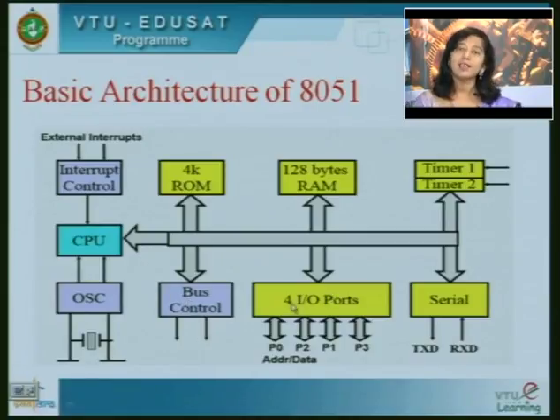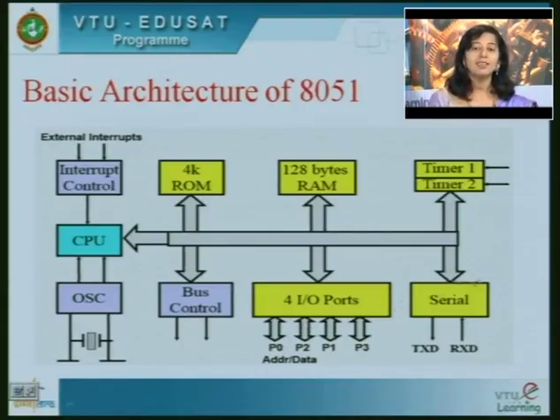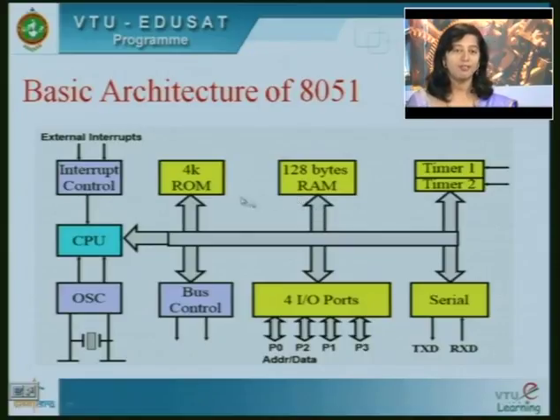Then, as already mentioned, 4 input output ports, port 0 to port 3, where address and data can be communicated. They are input output, that is why it is a double headed arrow. Finally, one serial communication interface with 2 pins, TXD to transmit, RXD to receive. So, this is the basic architecture of 8051.